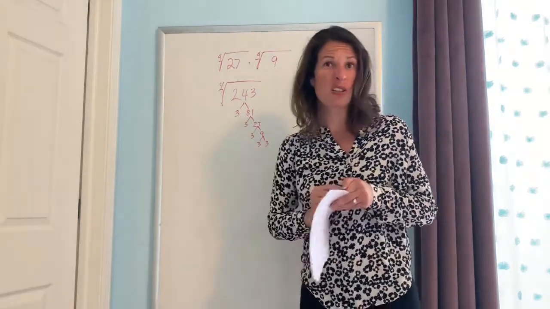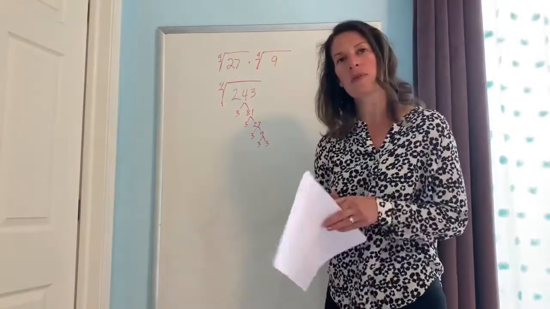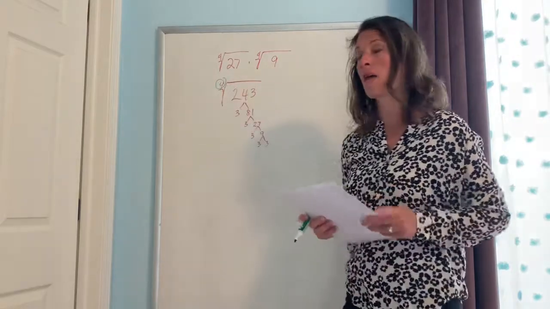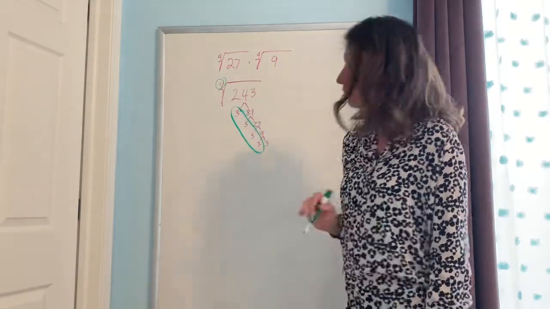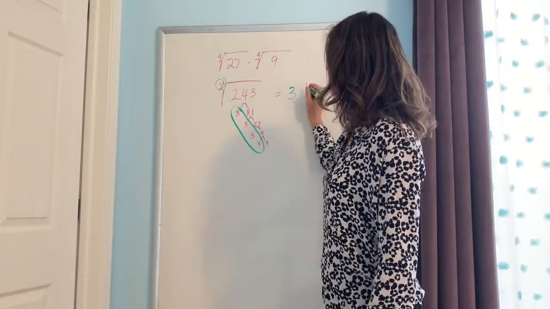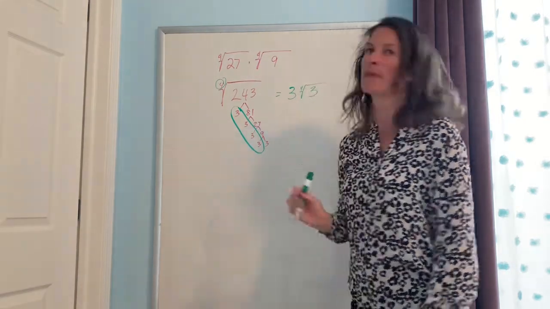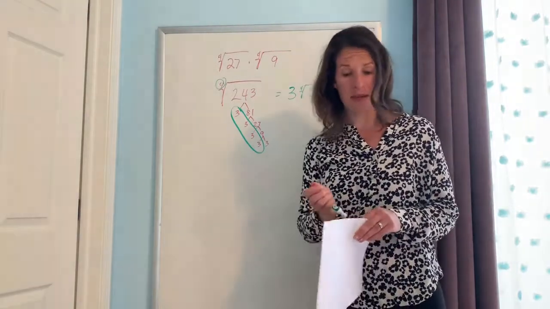Then I'm going to circle what I need to break it out of jail. To break it out of jail, I need 4 of them. So I need 4 3s to break it out of jail. So that means that this is equal to 3 times the 4th root of 3. Whatever did not get circled stays inside the radical.